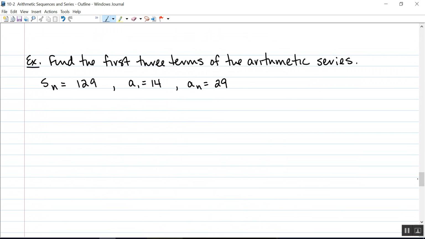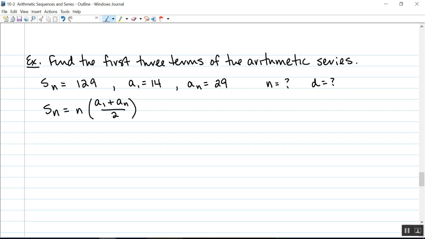And let's try this one here. Find the first 3 terms of this arithmetic series. So I'm given the total of the series, the partial sum. I'm given the first term and the nth term, but what I don't know is n, and the other thing I don't know is d. So since I'm given the sum, I can go ahead and use that formula. S sub n equals n times a sub 1 plus a sub n over 2, because I do have that information.